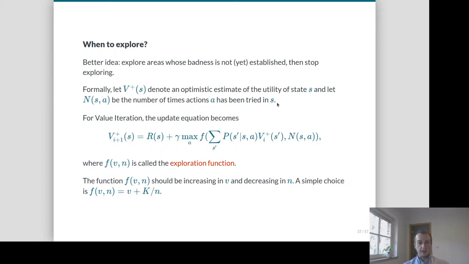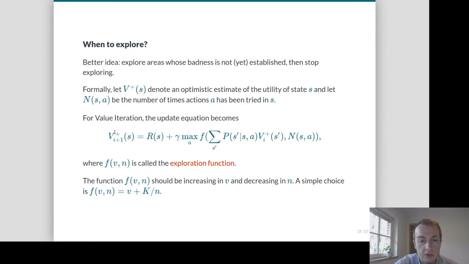So one way to do that formally would be to say that instead of trying to estimate the true state utilities, we will wrap the true state utilities into a new optimistic estimate V plus of S, that will improve using the same kind of strategy as before.